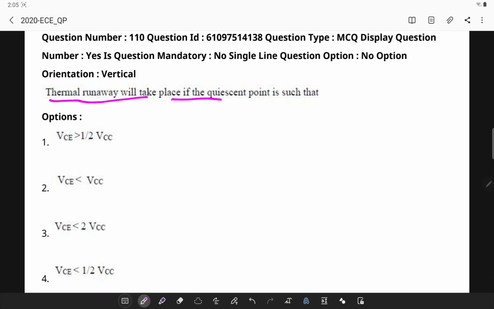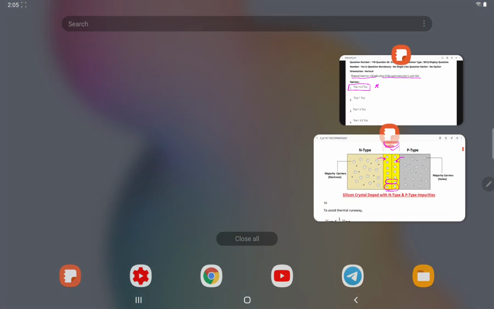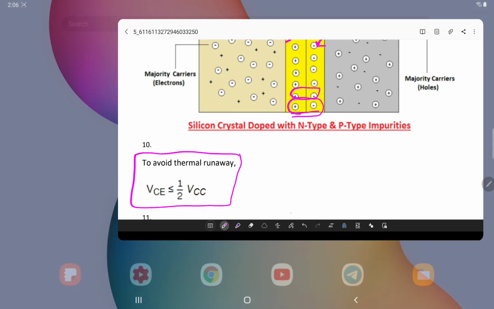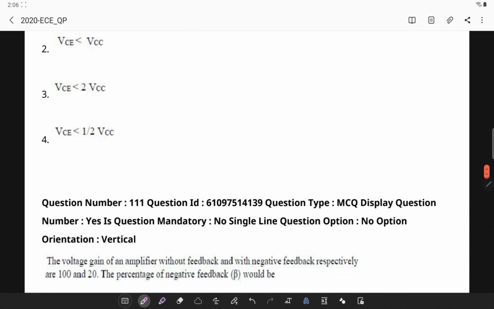Thermal runaway will take place in the quiescent point if VCE is greater than half VCC. This is a standard question. So simply you have to remember to avoid thermal runaway. This is the condition: if VCE is greater than half of VCC, then obviously thermal runaway will happen. Okay. So next question.